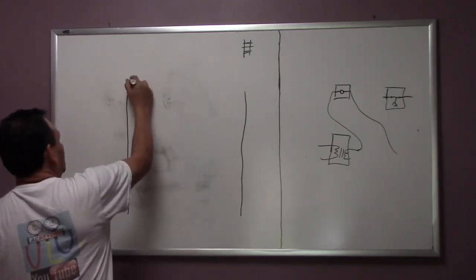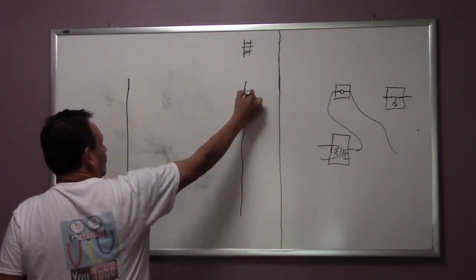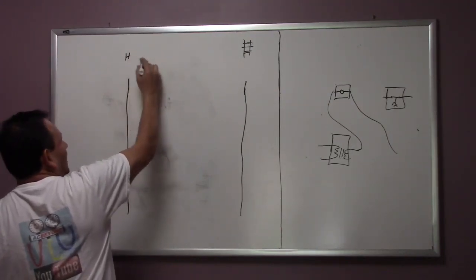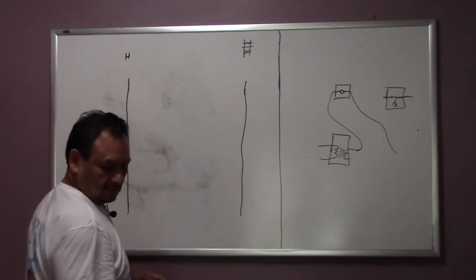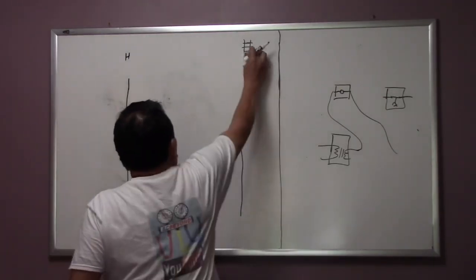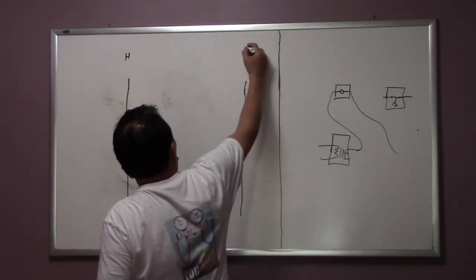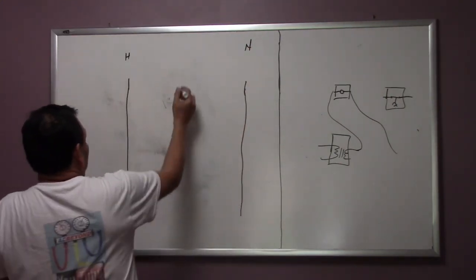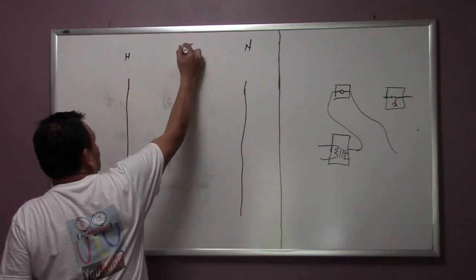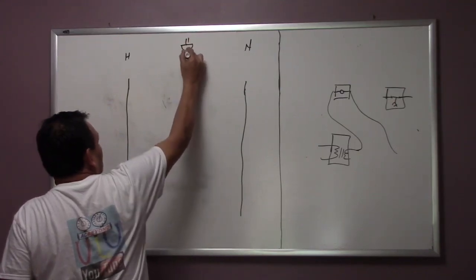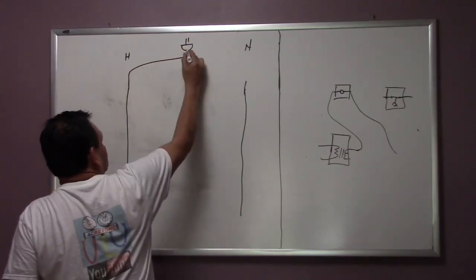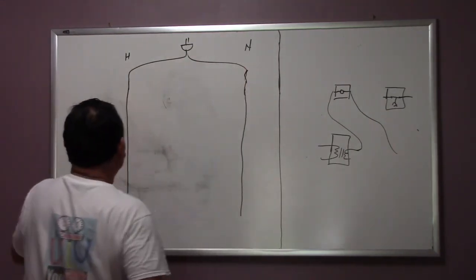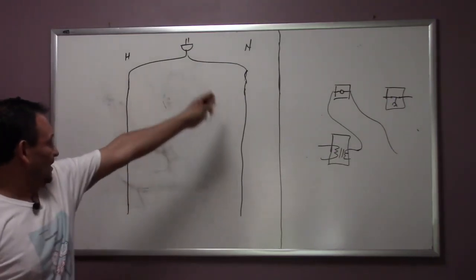Now we're going to start with 120. This is the hot leg, and this is the neutral. Let's just make believe this is an extension cord, just to give you an example. Remember, this is the high side, and that's your neutral.